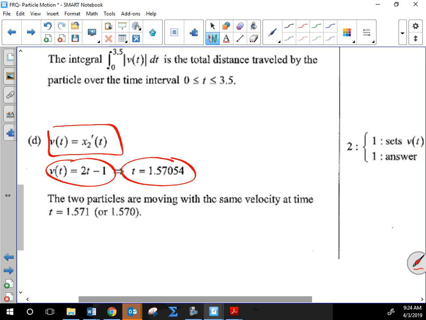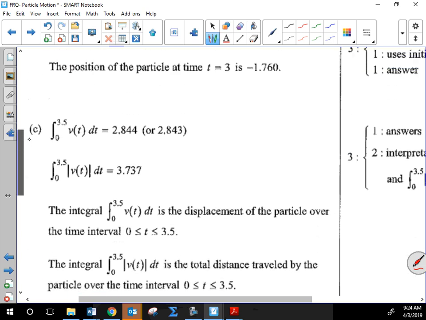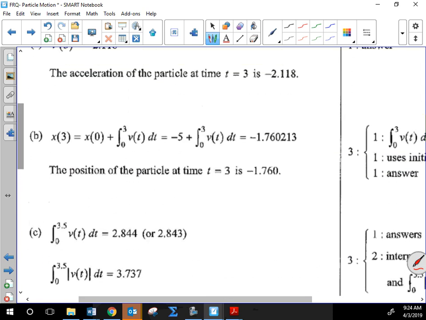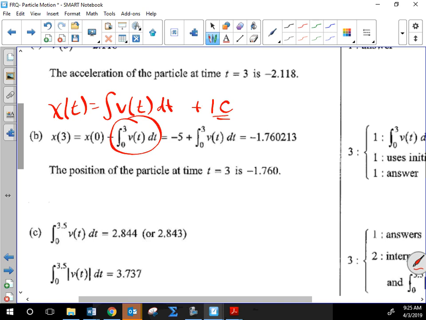For b, if you write out x of t equals the integral of v of t, is that enough? Or do you have to insert the bounds? This is good to have, so you have plus the initial condition. But it looks like they give a point specifically for actually integrating it with the bounds. So although this is good to have, they give a point specifically for integrating with the bounds there. Yeah. Other questions? Okay.